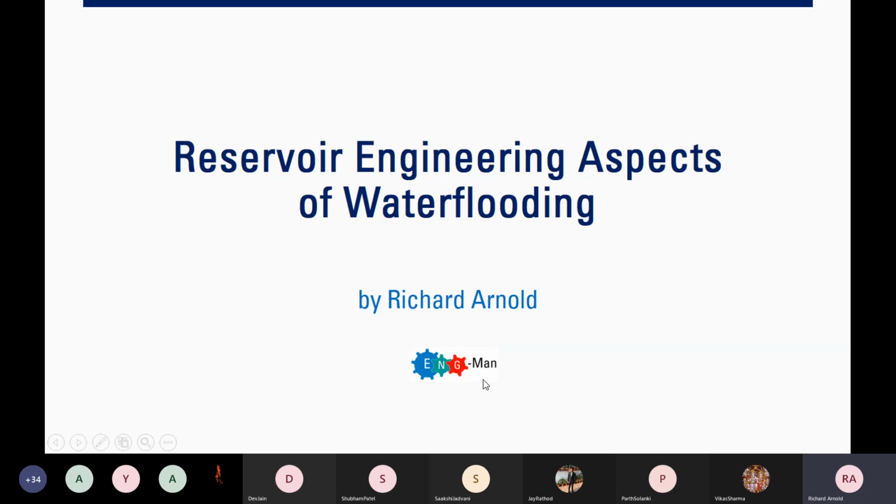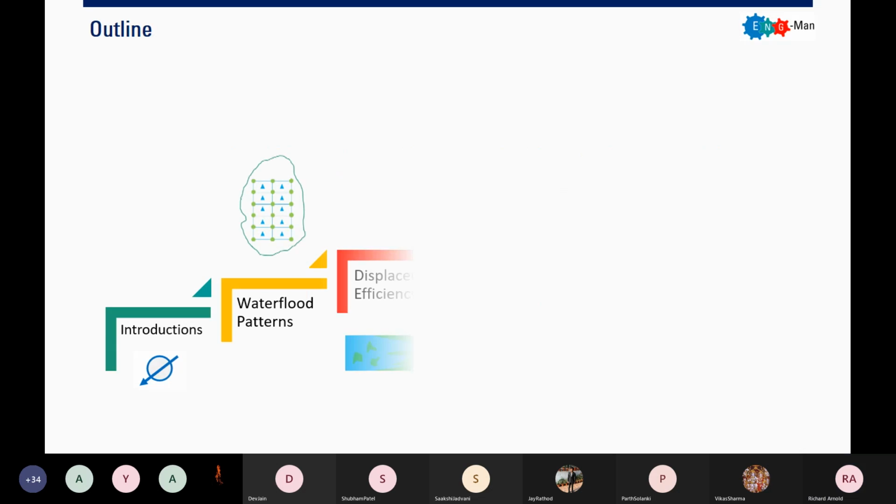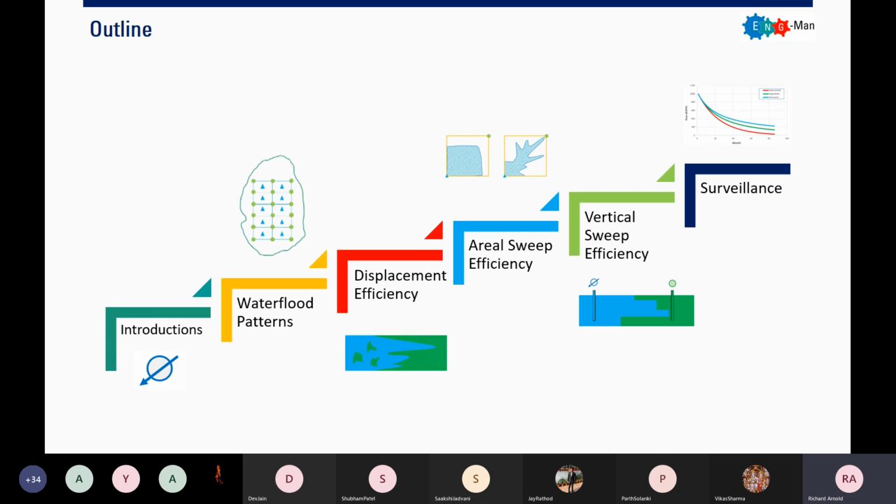And today I'm going to share with you a very interesting topic regarding water flood. And the title of my presentation is Reservoir Engineering Aspects of Water Flooding. This is the outline that we will learn today.